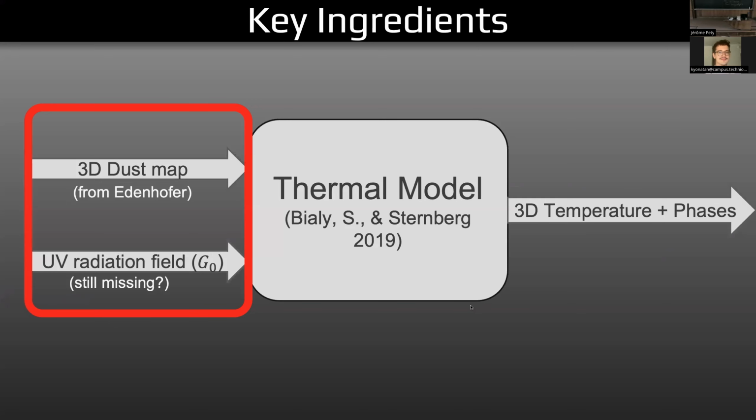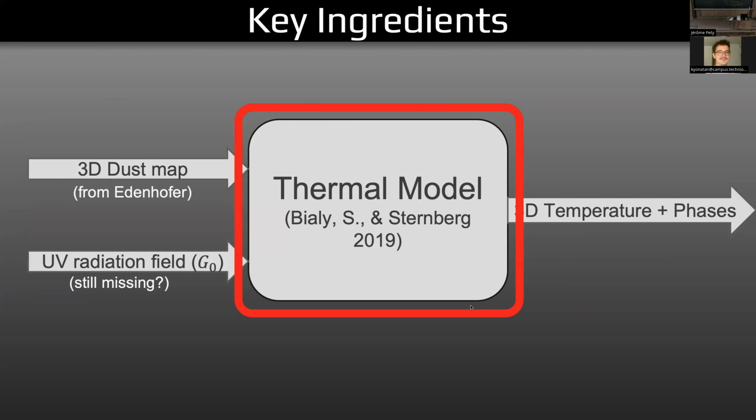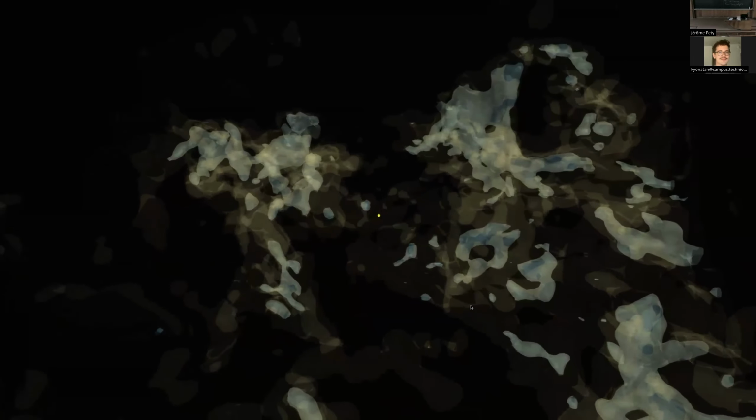So once we have an IUV dust map and we have the 3D Edenhofer map, now we can apply a thermal model in order to calculate the phases. In our paper, we used a couple of models, but as a fiducial one, we took the Bialy and Sternberg model from 2019. So let's not wait any further, let's just look at the end result.